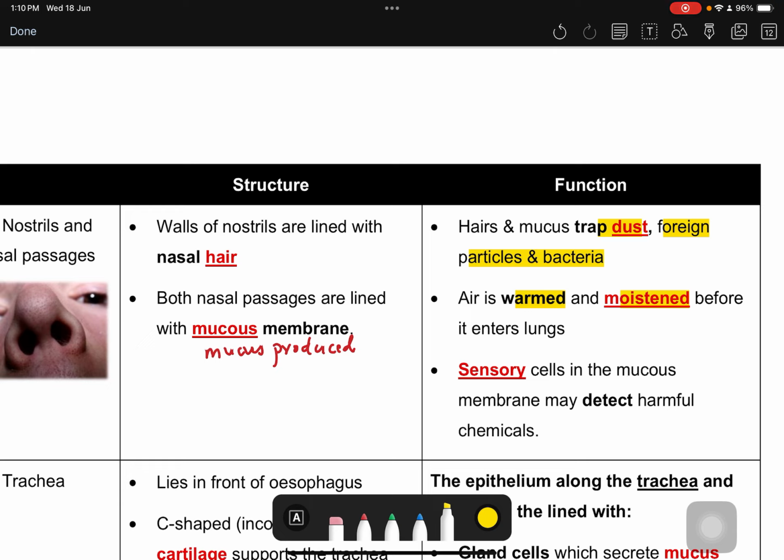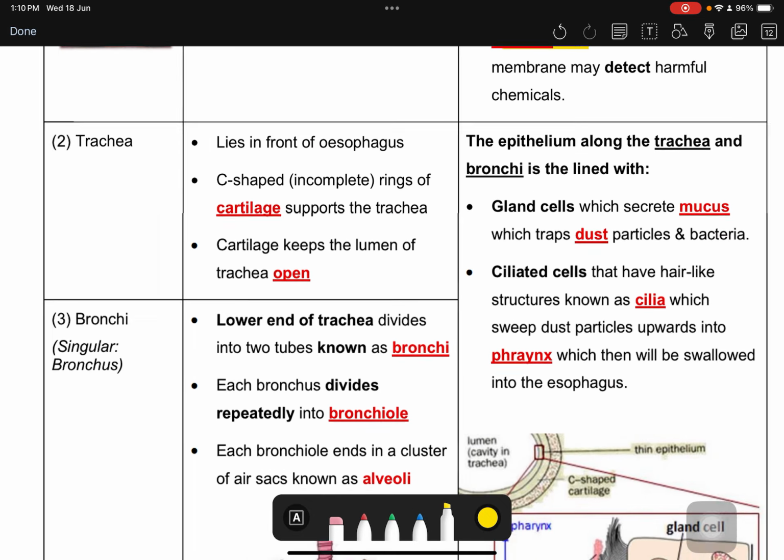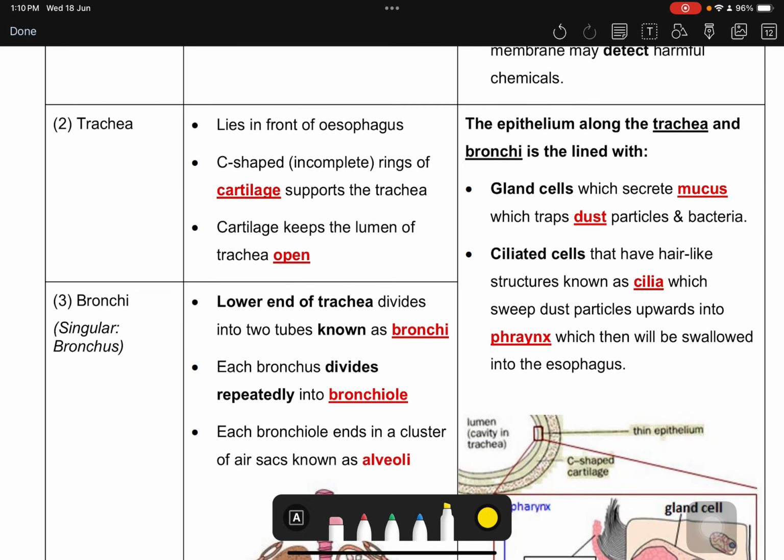And not just that, your sensory cells along your mucosal membrane also help to detect harmful chemicals. So it's a reflex response to run away from any danger when the smell of harmful chemicals is detected. That's the first, the nostril and nasal passage.